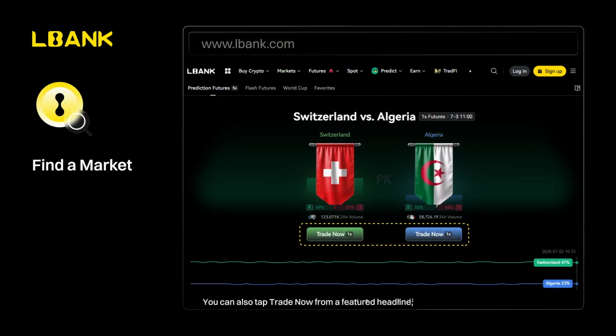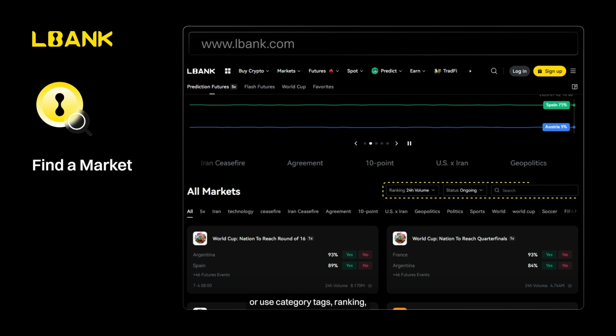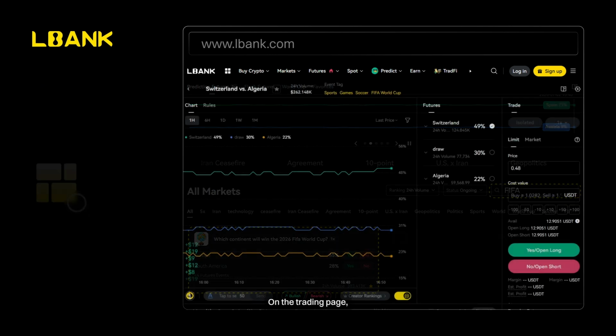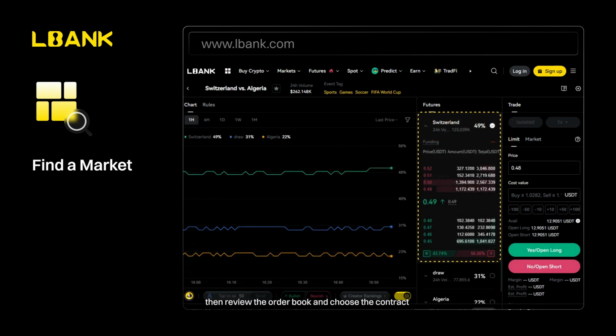You can also tap Trade Now from a featured headline, or use category tags, ranking, status filters, and keyword search to find your target event. On the trading page, you can switch between last price, mark price, and index price, then review the order book and choose the contract that matches your strategy.